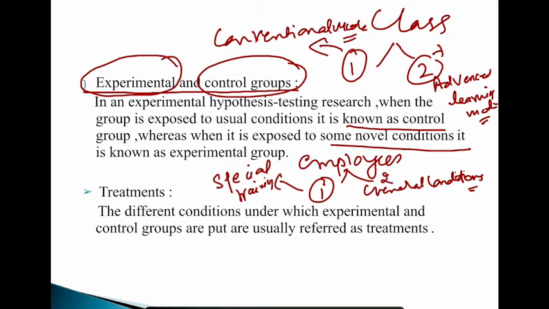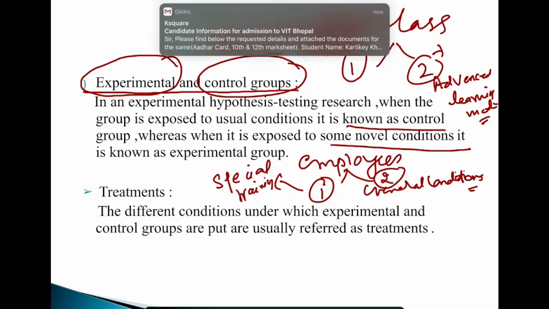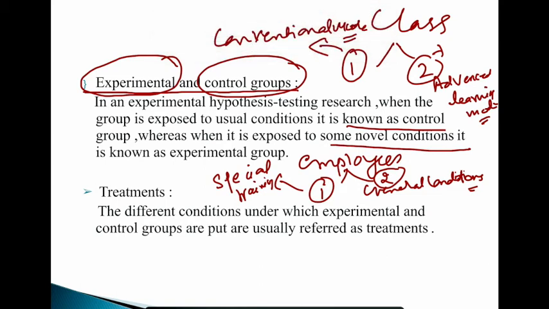So if we classify the groups as control group and experimental group, then definitely at the end of the experimentation, we will see the difference of the variance between these two groups, and we will see whether there is a significant effect of the particular intervention you have introduced or not. So with the example of this class, or with the example of these employees, I tried to explain to you the meaning of experimental and control group.